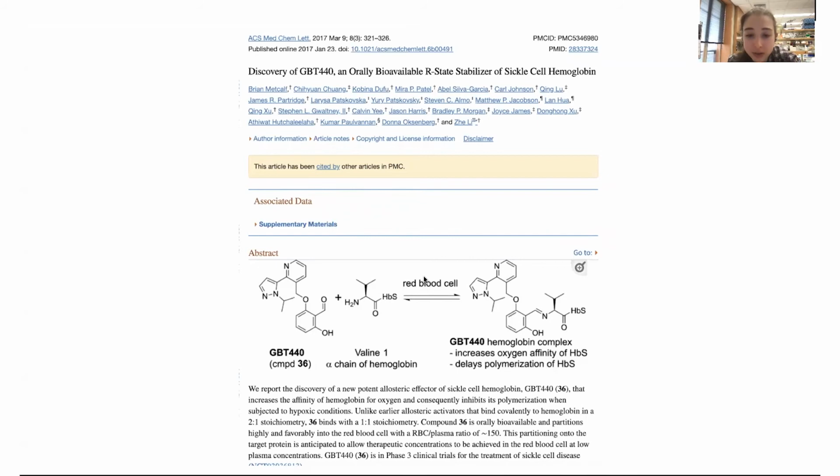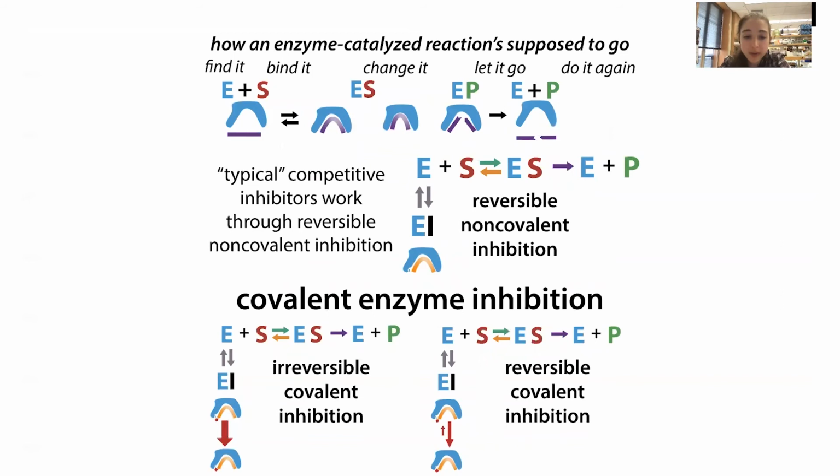And how it does this is it forms a reversible covalent bond to the N-terminus of the protein. In addition to having lysines, the N-terminus of a protein has a free primary amino group. This primary amino group can then bond to this aldehyde group that you can see here, which is vulnerable to attack by this N-terminus, and therefore you get this complex. This is going to increase the oxygen affinity and delay the polymerization. So this is a cool example of a reversible covalent inhibition. In this case, though, it's not inhibiting a kinase, it's not inhibiting an enzyme, it's inhibiting the polymerization of this oxygen-carrying hemoglobin.